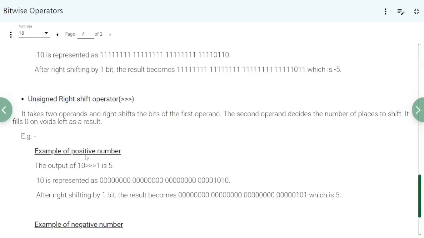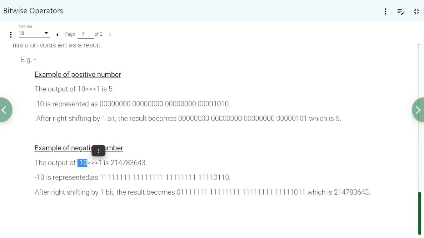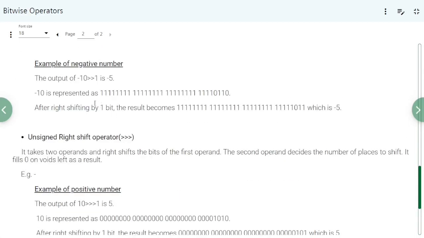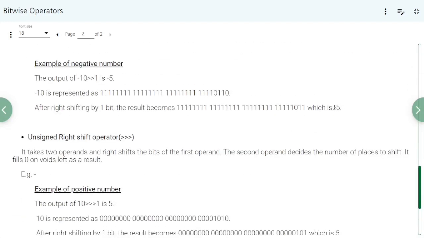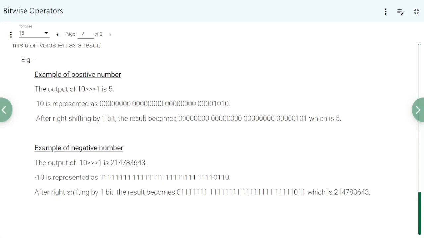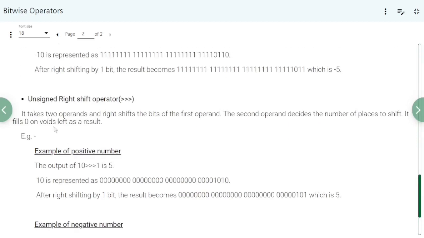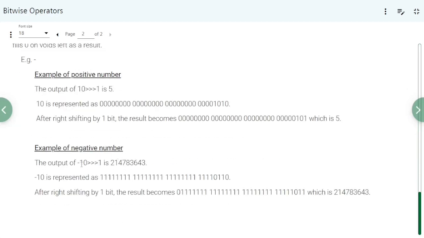But in unsigned, you will see when you right shift a negative decimal number, you will actually get a positive number. See, you are not getting any signs here. What is the difference? When you were right shifting -10 in signed right shift operator, you will be getting -5. And here you are getting some large value. Why is that? That is because we are not considering the minus sign here. This is unsigned. So it will not consider negative numbers, but it will just give you a positive number.